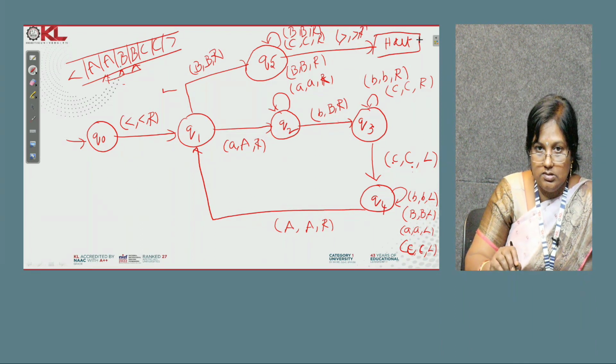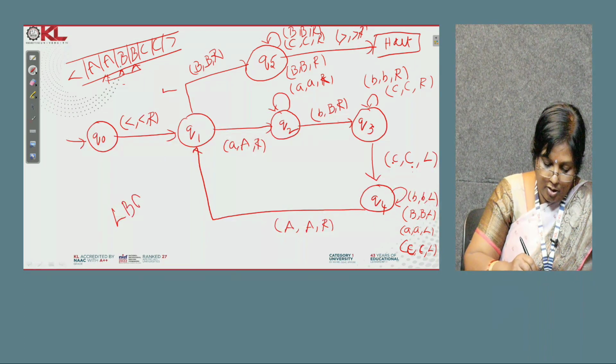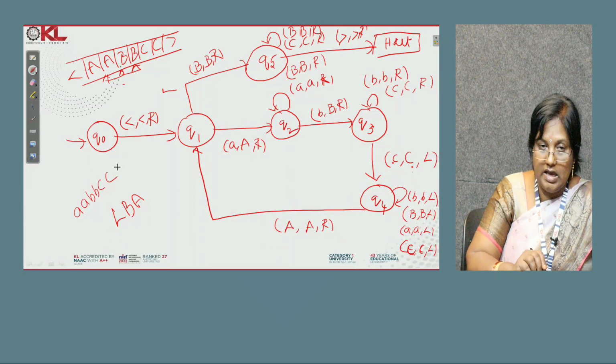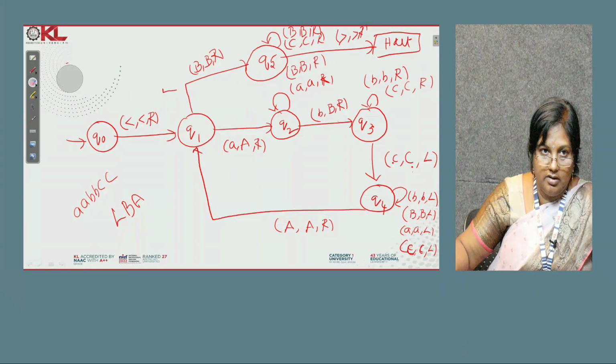And here is the diagram which is given for the LBA, linear bound automata, to accept the language AA, BB and CC. So I am explaining this again with the help of the diagram. You can concentrate on this. Here I am taking the eraser and let me erase this. You can clearly understand this diagram if you understand the movement of the tape control.